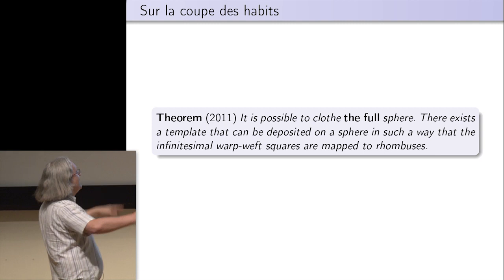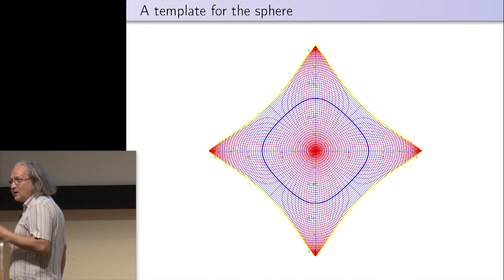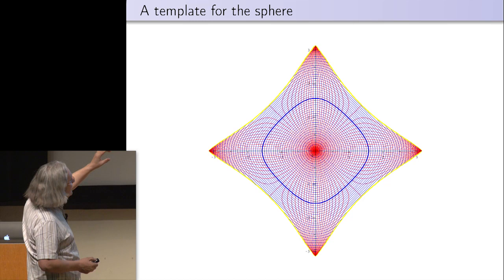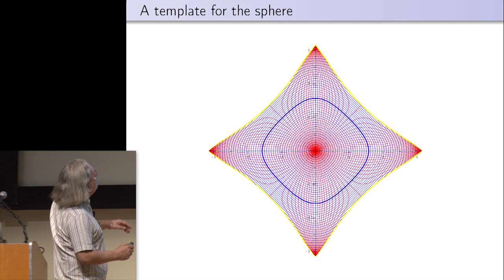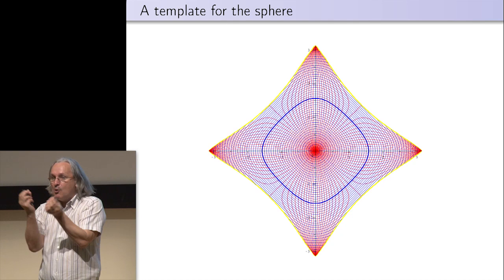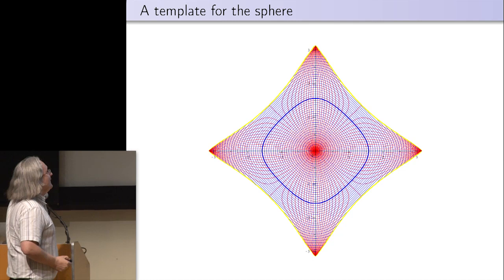And as Chebyshev did, I did it. So here's my template. So the theorem is, if you cut a piece of cloth with this star-shaped shape, and the boundary of this star shape is very complicated, it's a transcendental function, it's something complicated, I claim that if you deposit this on a sphere in such a way, say, that the center goes to the North Pole, the four corners will go to the South Pole, and the thing will be perfectly adapted to the sphere. So I show you the exact statement is this.